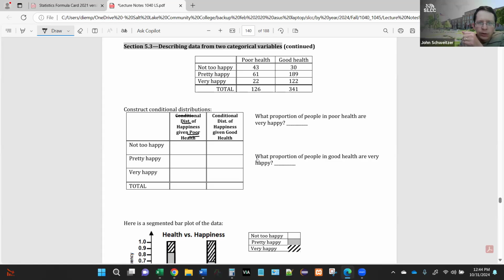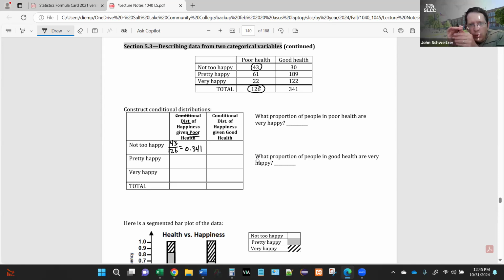Okay, so there were 126 of those. And among those 126, 43 were not too happy. So I'm going to take the 43 and I'm going to divide by 126. Earlier we divided by the 467, right? The total number in the study. But now we're only going to divide by the total number of the group that we're conditioning on, which is the column variable, right? So there are 126 in there, which was 0.341. So about 34% of people in poor health are not too happy.